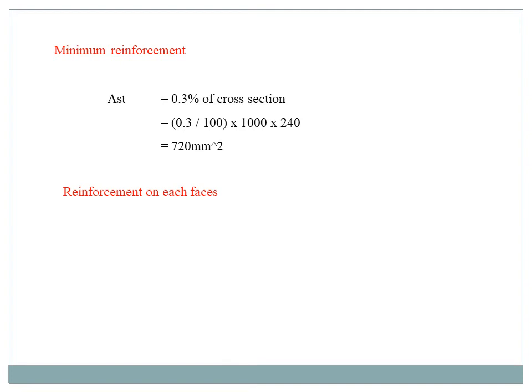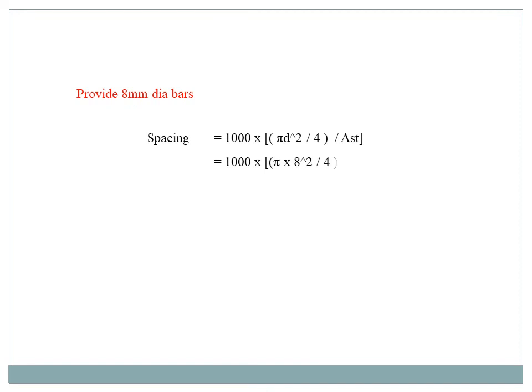Now next is reinforcement on each face. We need to find the reinforcement for each face, because the wall is divided into two faces. So AST is equal to 720 by 2, which is equal to 360 mm square. So provide 8 mm dia bars, then spacing is equal to the same formula, 1000 into pi d square by 4 divided by AST. Apply d is equal to 8 mm, then AST is equal to 360 mm square. So spacing is equal to 139 mm. So provide 8 mm dia bars at 130 mm center to center on both faces. You can take 140 mm also, you can take 135 or 130. Our assumption is the spacing.